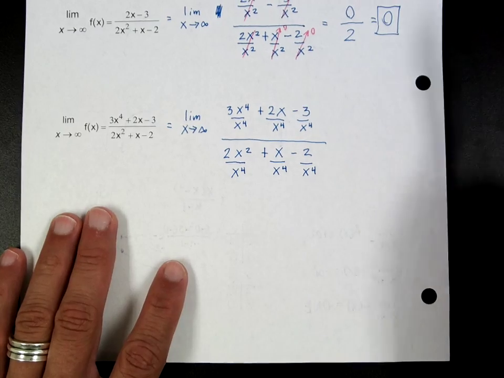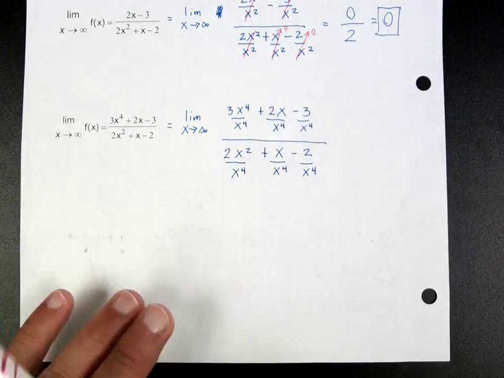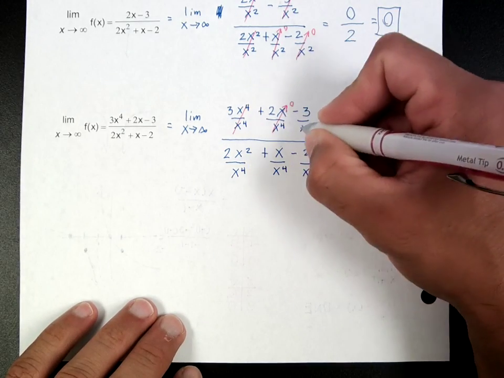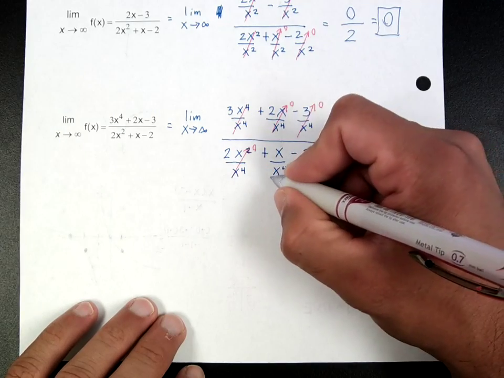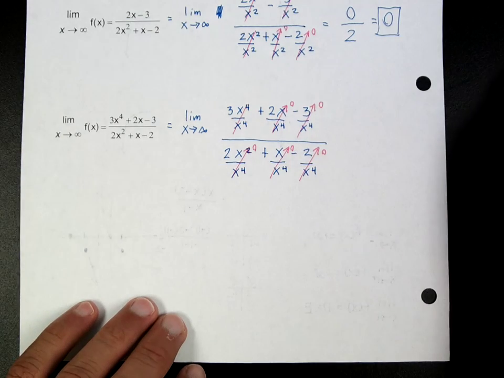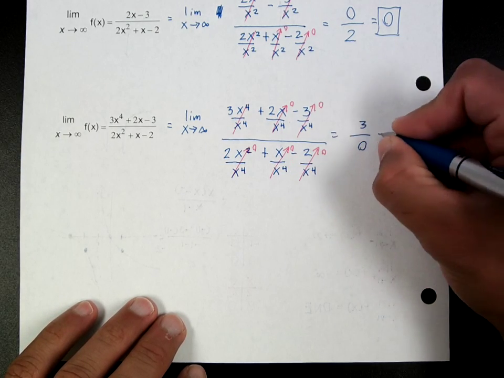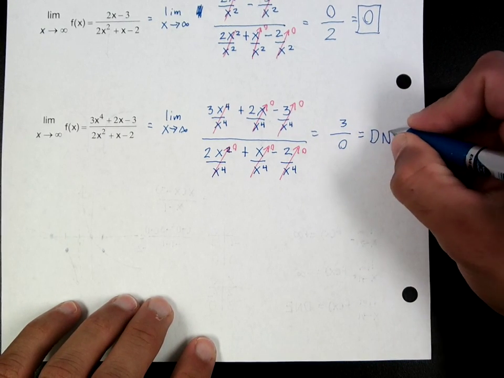Alright, notice that on this one, by the same reasons I talked about earlier, this is going to cancel here, but this is going to be 0, that's going to be 0, this is going to be 0, that's going to be 0, and this is going to be 0. So on this one, I would have 3 over 0, which is undefined, which means the limit as x goes to infinity does not exist.